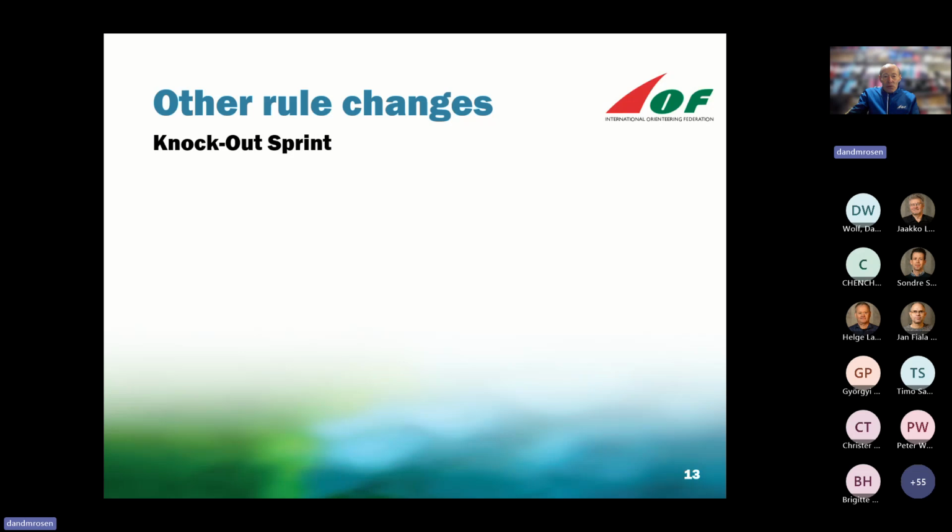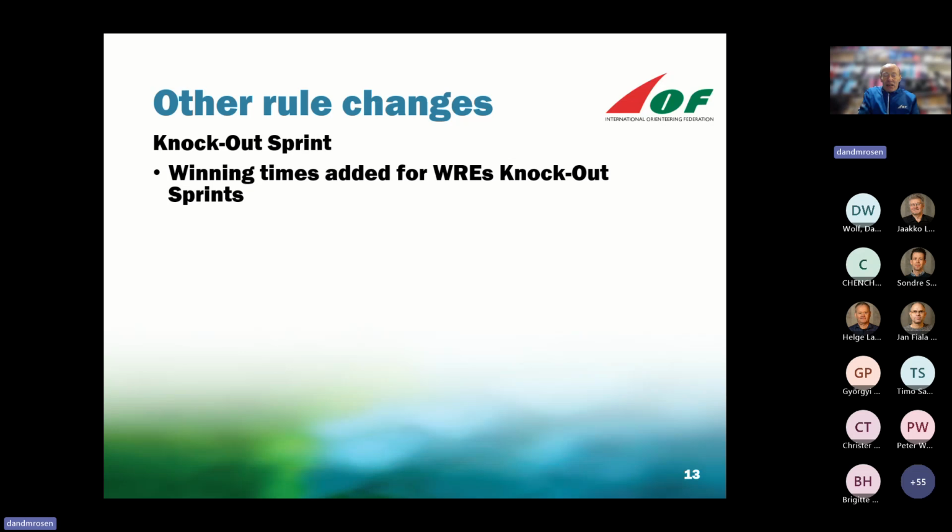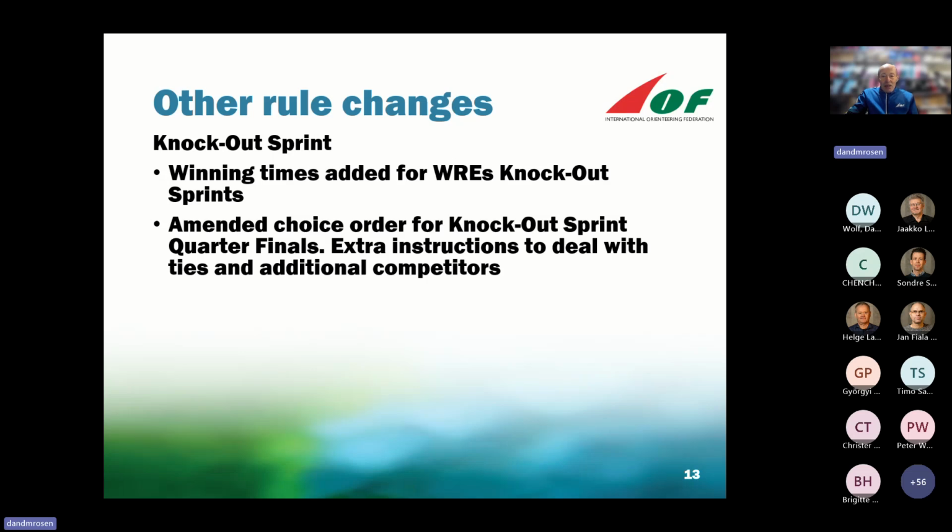So just going through some other rule changes, one's relating to knockout sprint. World ranking events nowadays do sometimes take the form of a knockout sprint. Originally, they tended to be only in the high level events, but now they're world ranking events too. So we've added in and just copied the winning times into the world ranking events rule about winning times. It's possible to let competitors choose which quarterfinal they go into, and we just slightly amended the choice order for that, who gets to choose first.